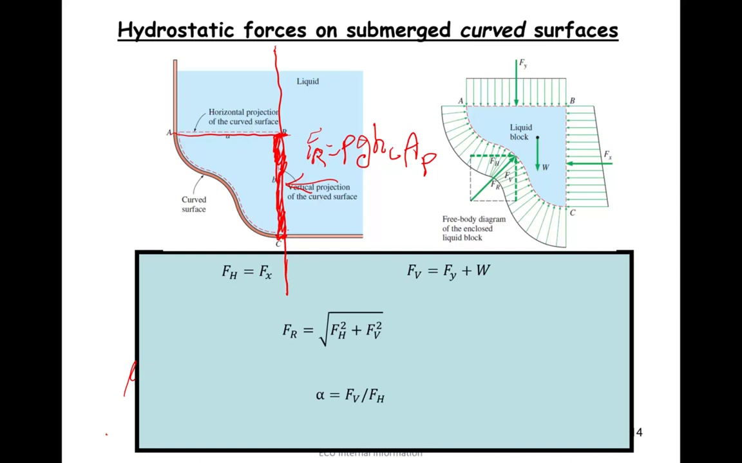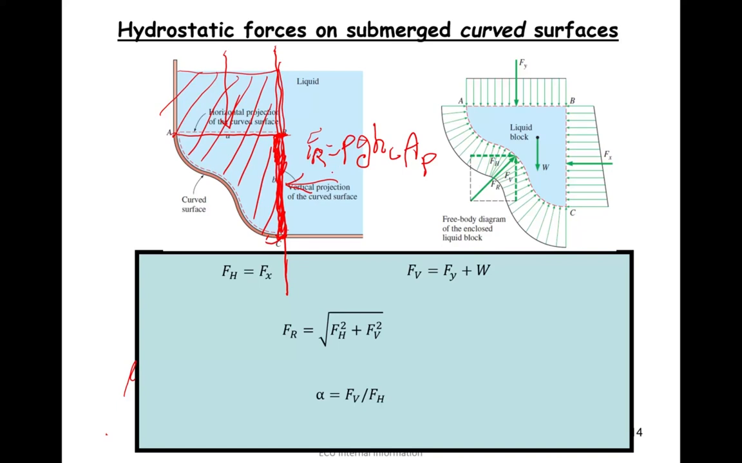How about vertical forces? Okay, if you have a case like this, there are different ways of doing that. If I estimate the weight of water in there, then this weight would be the vertical force. The line of action for the vertical force would be the centroid of this volume.